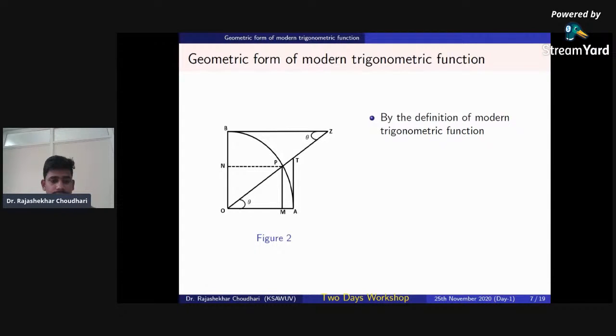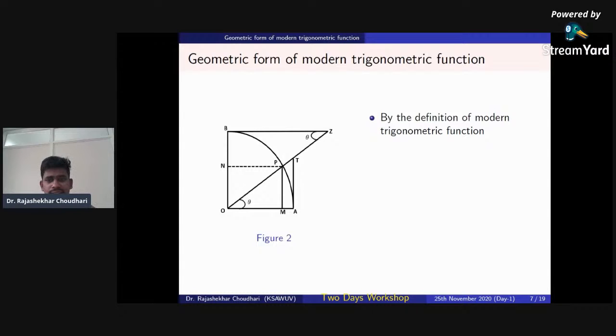Let the line OP be drawn. At point A, let us draw a tangent, and draw one more tangent at point B. When extended, the line OP cuts the tangent at A at T, and cuts the tangent at B at the point Z. Then the line OT is called the secant line of the arc AP, and OZ the secant line of the arc BP.